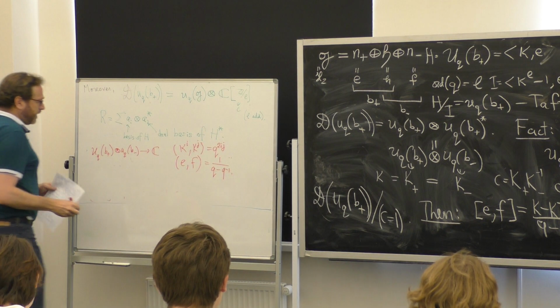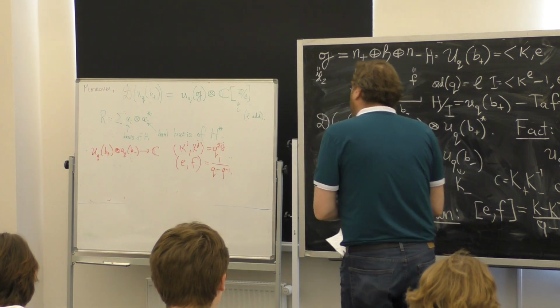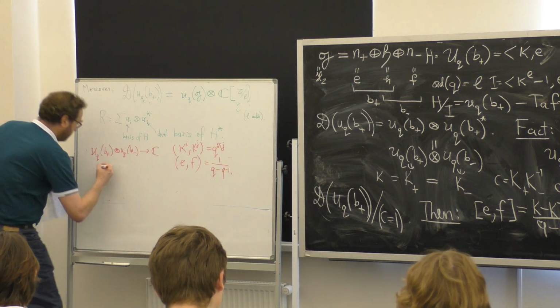So why did I write just E with F? Of course, you have many other elements. But you see this is a Hopf pairing. It defines an isomorphism between this Hopf algebra and the dual of this one.